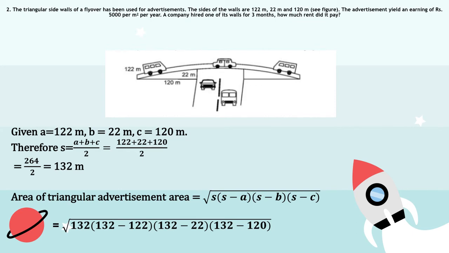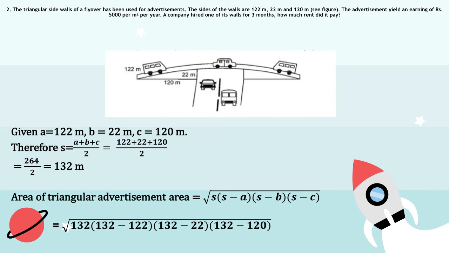So the values of a, b, c are 122 meters, 22 meters plus 120 meters. On adding all these values, I get 264 meters divided by 2, which is equal to 132 meters. Don't forget to write the units, okay? The semi-perimeter is 132 meters. Now, the area of the triangular advertisement area. Okay. Now what is the area of the triangular advertisement area? How will we find this out? By Heron's formula.